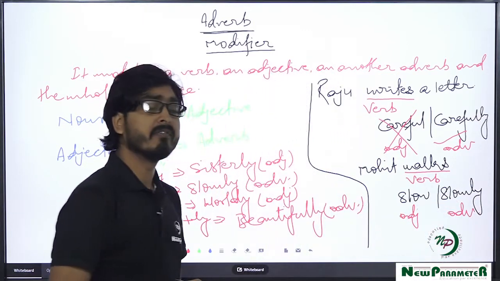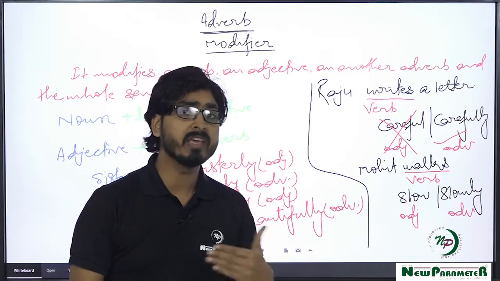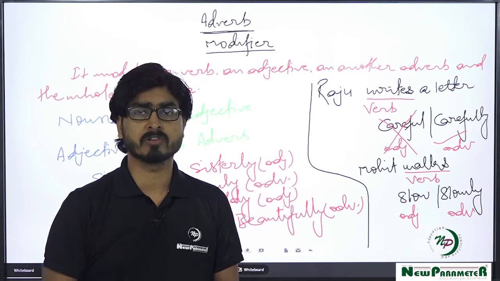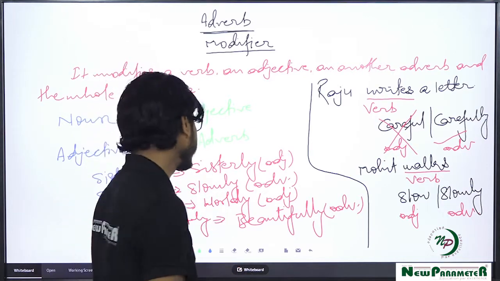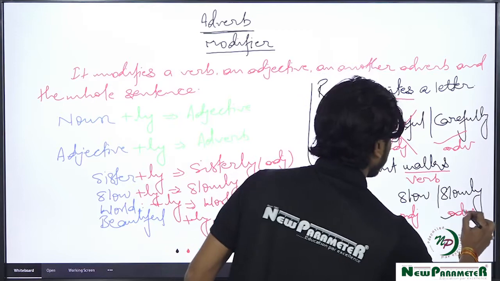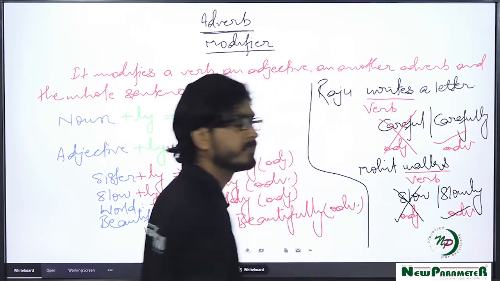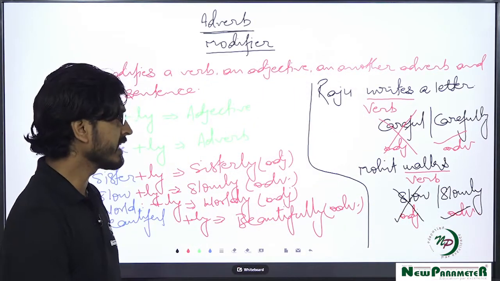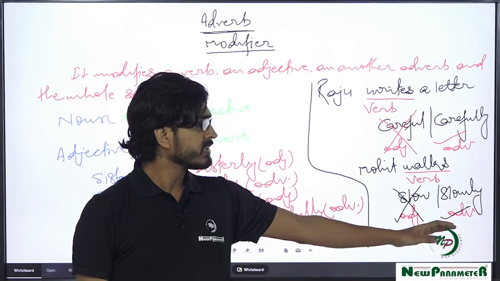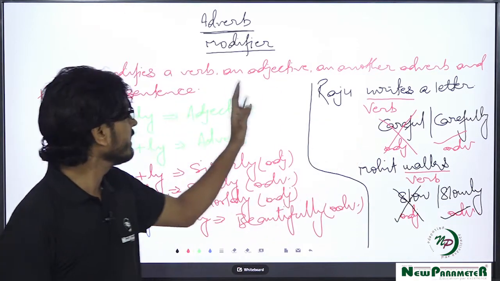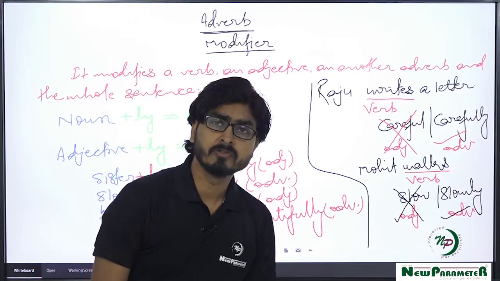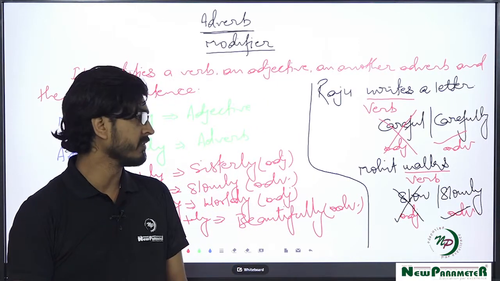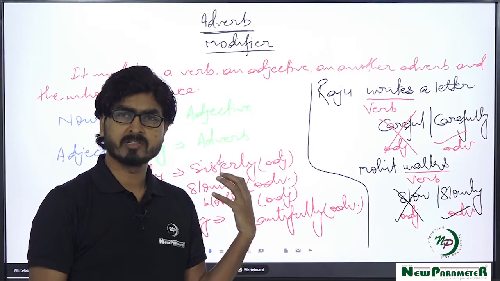Now we see we have to modify the way Mohit walks. So what will be the correct answer? The correct answer will be slowly, not slow. So in this way we can say we are just using these adverbs to modify a verb. Now we'll see how an adverb is basically used to modify an adjective. And I hope you are getting all these things.